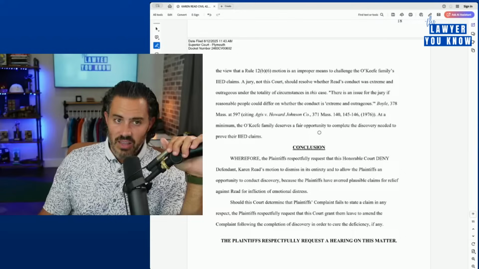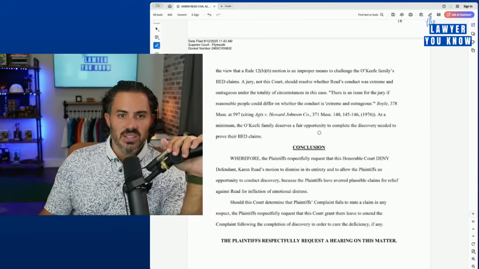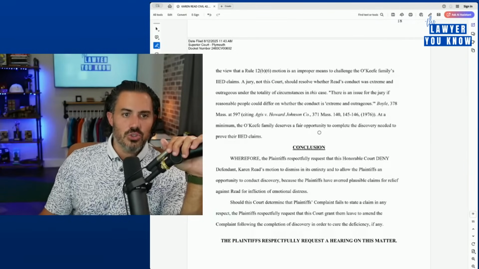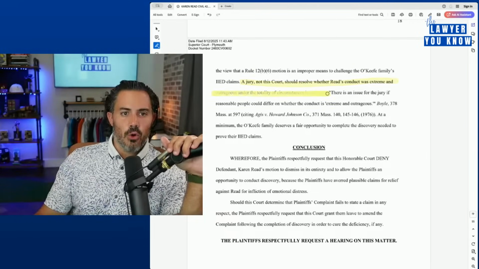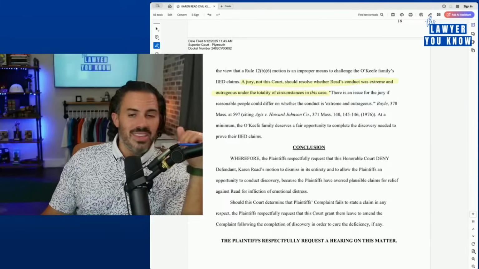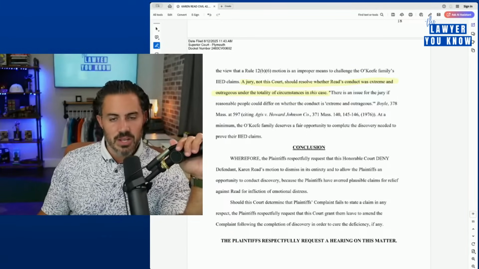A jury, not this court, should resolve whether Reed's conduct was extreme and outrageous under the totality of the circumstances in this case. So why is this important? If it can go forward to a jury and the judge does not throw it out, this gives them a lot more leverage against Karen Reed to potentially make her settle.